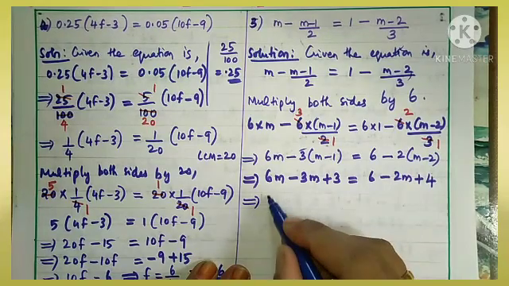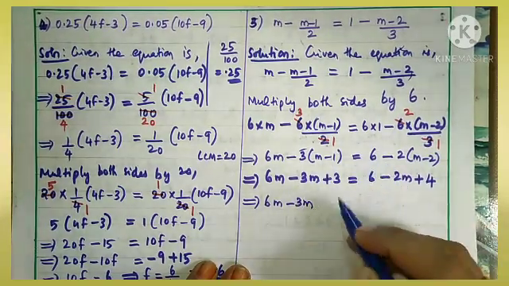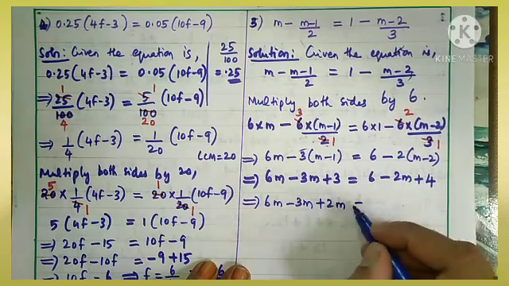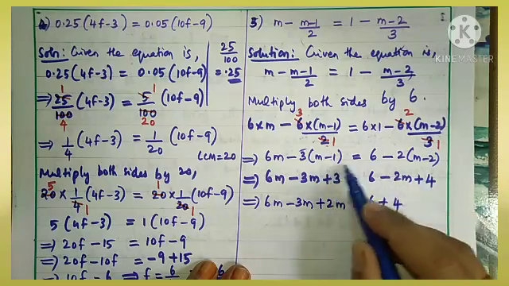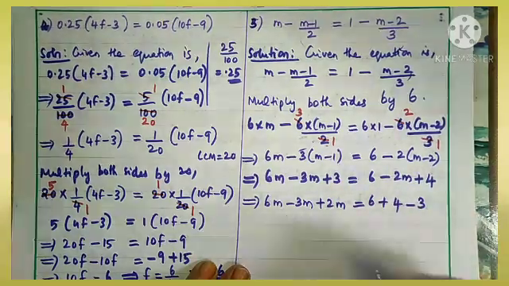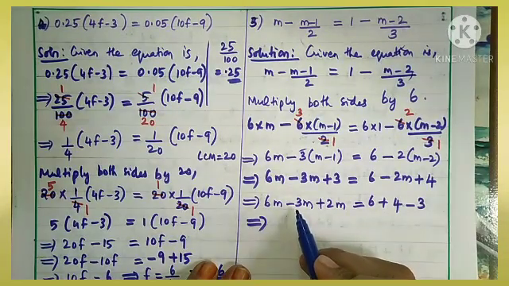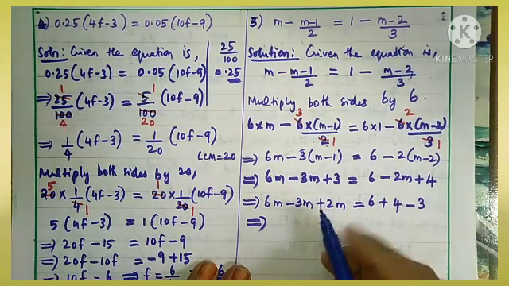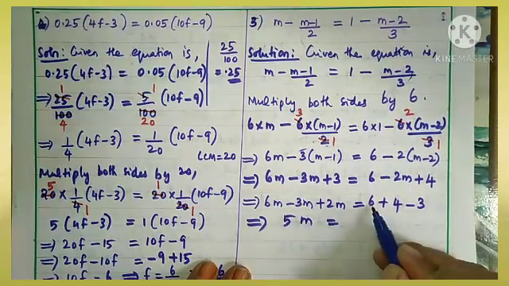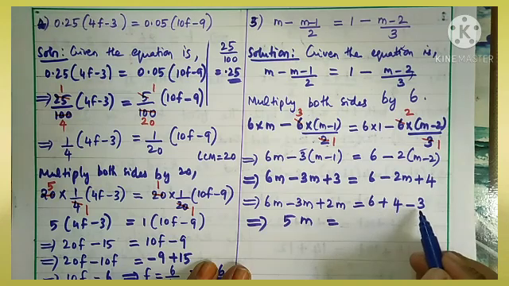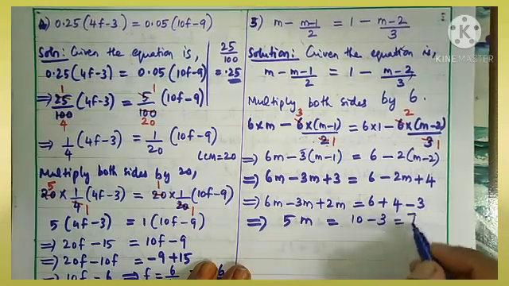Now bring all the m's on one side, 6m minus 3m, this minus 2m comes here, it becomes plus 2m equal to, here 6 plus 4 is already there, and bring this plus 3 here, it becomes minus 3. So that implies, what is 6 minus 3? 3. And what is 3 plus 2? 5. Okay. So 5m equal to, here 6 plus 4, 10. 10 minus 3 is 7. Understand? 10 minus 3 is 7.